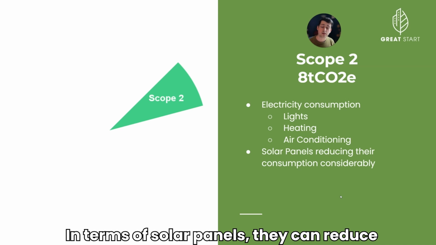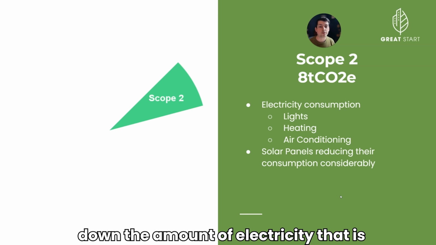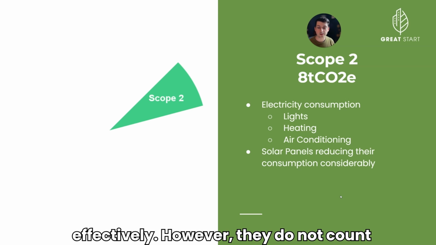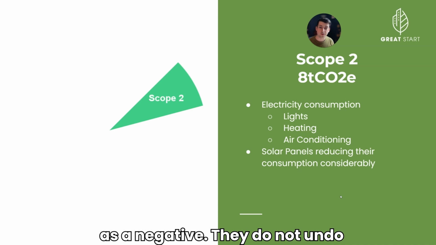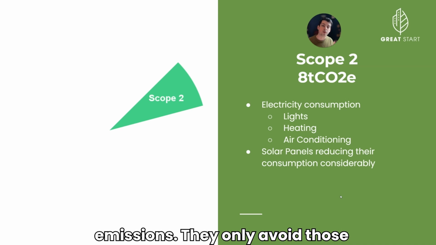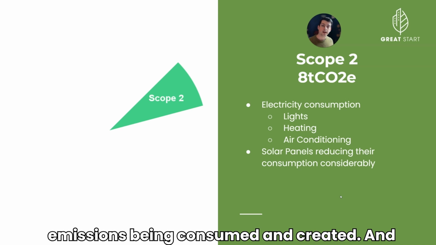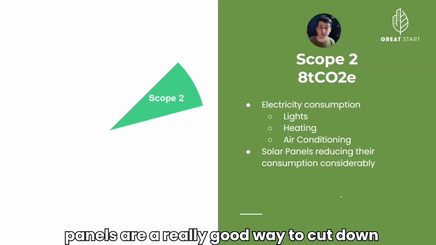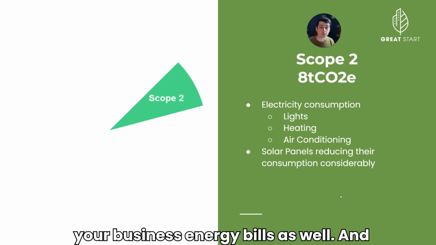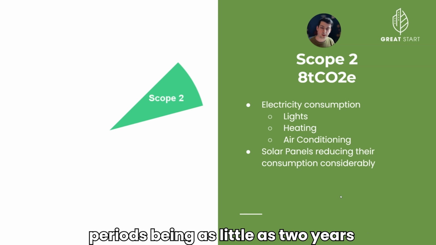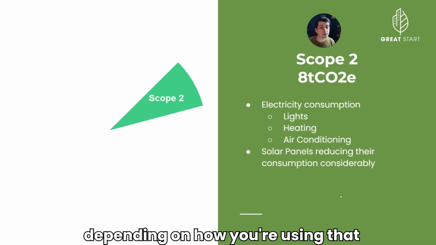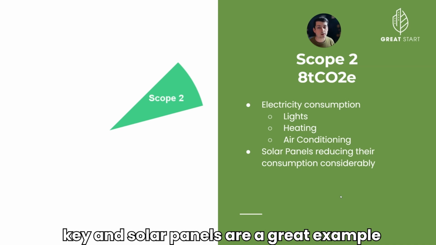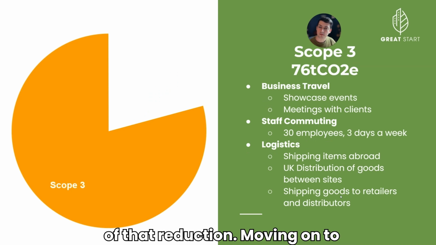In terms of solar panels, they can reduce the amount of electricity that is being consumed and therefore can reduce those Scope 2 emissions quite effectively. However, they do not count as a negative. They do not undo emissions. They only avoid those emissions being consumed and created. And as many of us know, I think solar panels are a really good way to cut down your business energy bills as well. And we have seen some cases of payback periods being as little as 2 years, depending on how you're using that electricity. So again, reduction here is key, and solar panels are a great example of that reduction.